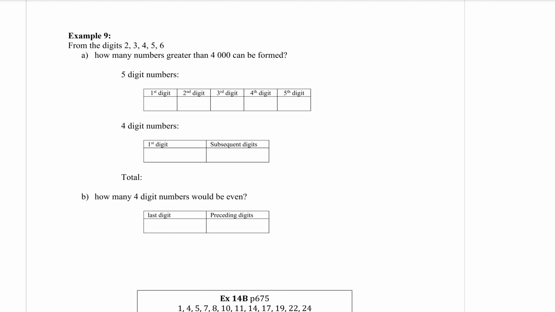So first of all, the 5-digit numbers. How many ways can I order 5 numbers? 5 factorial. You don't even need the boxes. Let's do it on the side then. 5 factorial, putting 5 things in order. If you want to fill in the boxes, it's just 5 times 4 times 3 times 2 times 1, putting those 5 things in order.